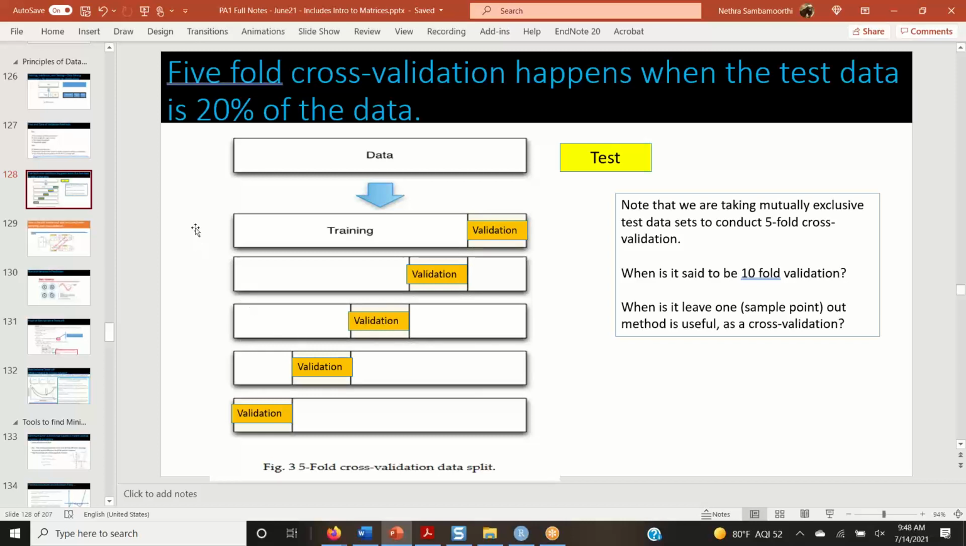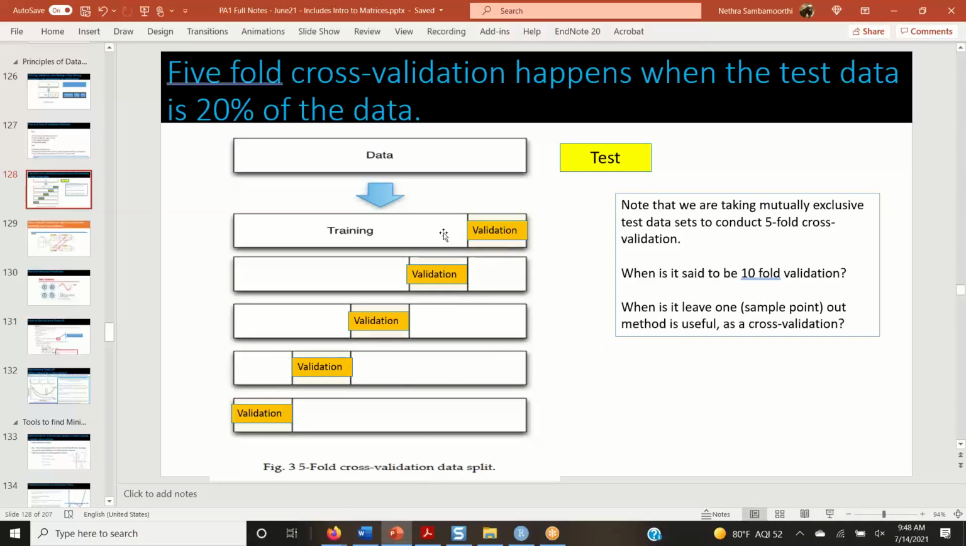So you build the models here. You build the model here, you build the model here, you build the model here, the best model for each of these, and you take the average model. Am I making sense? Everybody? Yes, sir. Very good. So you understand what is meant by cross validation data splits, right?